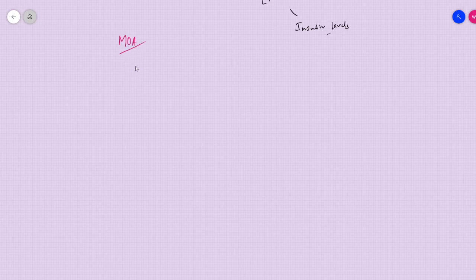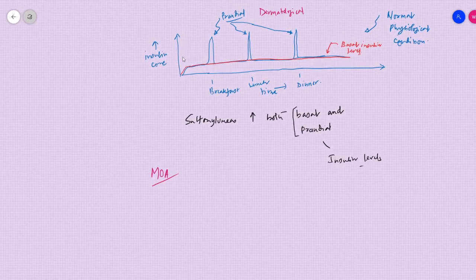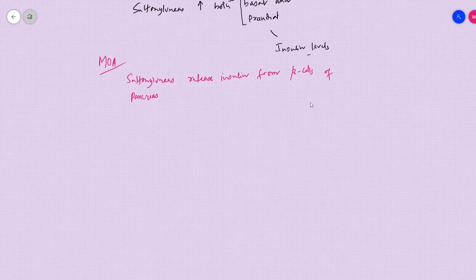Mechanism of action, abbreviated MOA. So from this, what do we realize? From this graph, sulfonylureas increase both basal and prandial insulin levels, which means sulfonylureas release insulin. Which cells secrete insulin? The beta cells of the pancreas. They make the pancreatic cells secrete insulin. Therefore, sulfonylureas are called secretagogues.